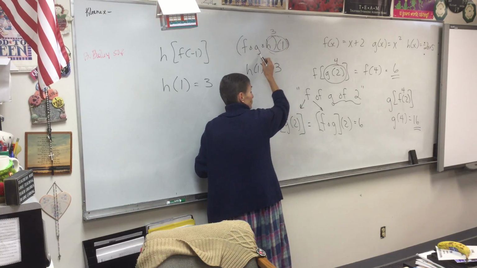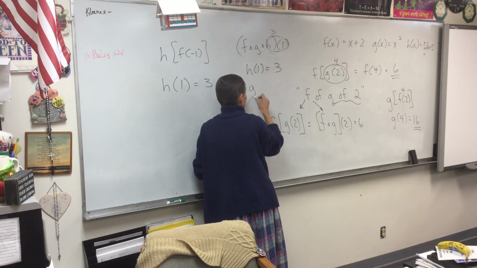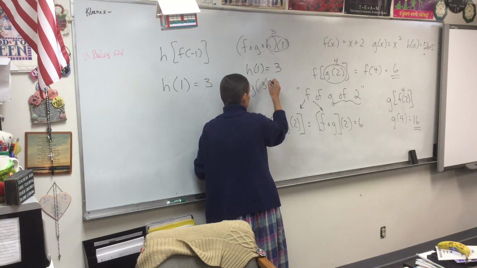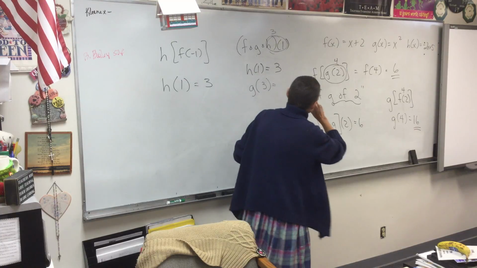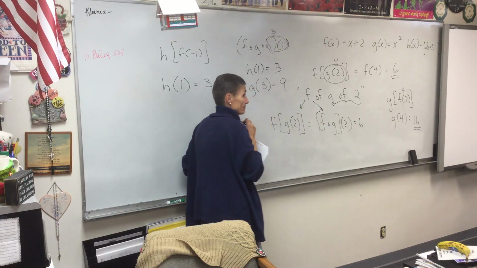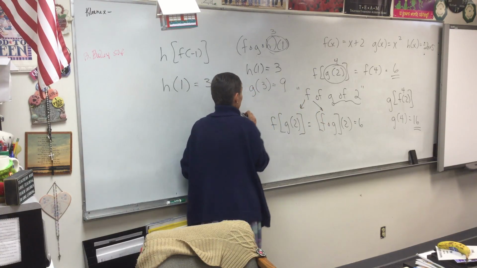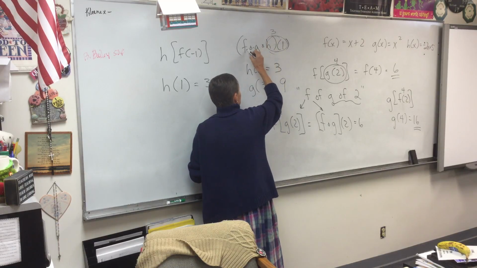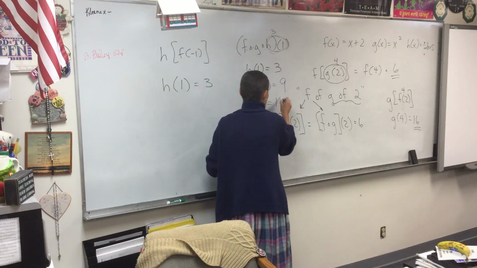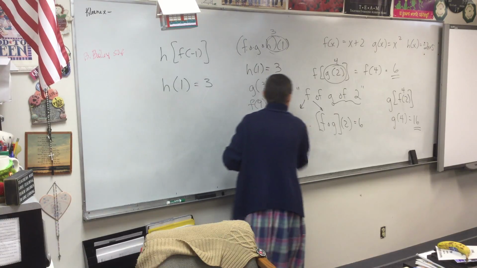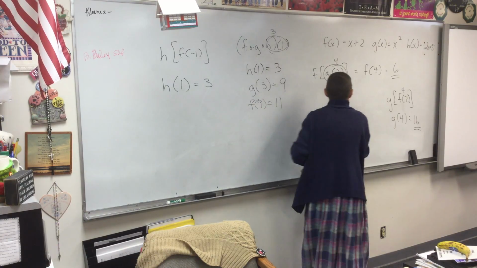So what am I going to do with the 3? Put it into G. And G of 3 is 9. Now what am I going to do with the 9? Put it into F. And so my final answer is 11.